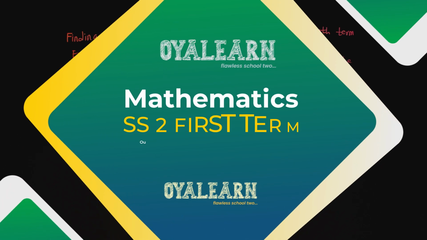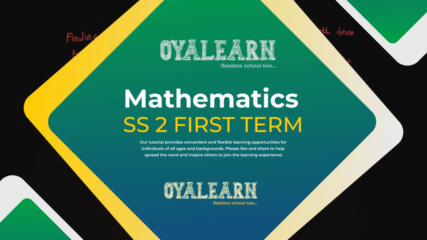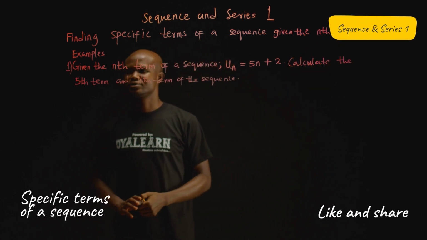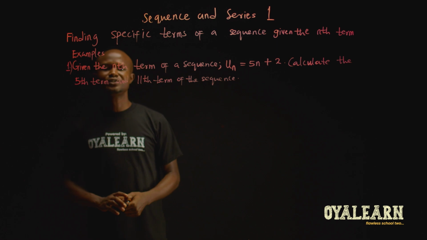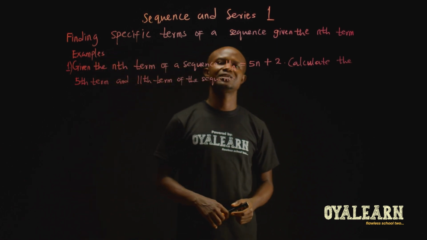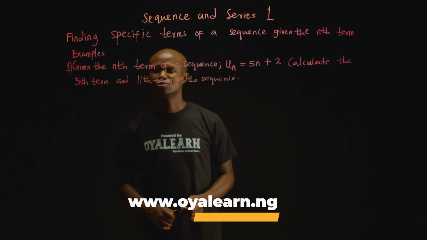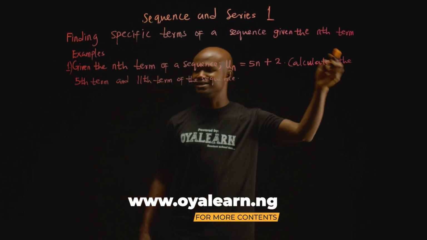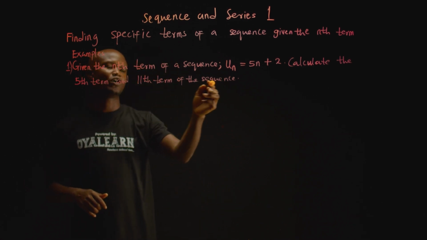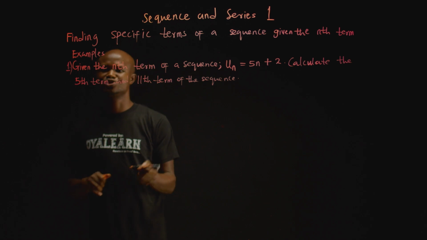Finding specific terms of a sequence given the nth term. Examples. Given the nth term of a sequence, u subscript n equals 5n plus 2, calculate the fifth term and 11th term of the sequence. Solution.